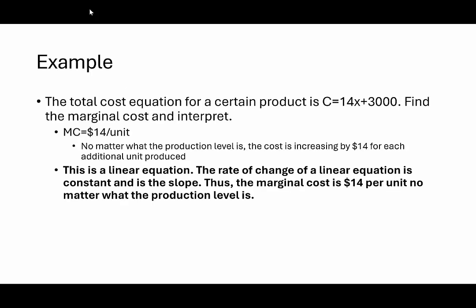Okay, we can figure that out no matter how big the degree of the model is. So if we look at an example, the total cost equation for a certain product is C equals 14x plus 3,000. We want to find the marginal cost and interpret. The marginal cost is the $14 per unit. No matter what the production level is, the cost is increasing by $14 for each additional unit produced. This is a linear equation. The rate of change of a linear equation is constant and is the slope. Thus, the marginal cost is $14 per unit, no matter what the production level is.